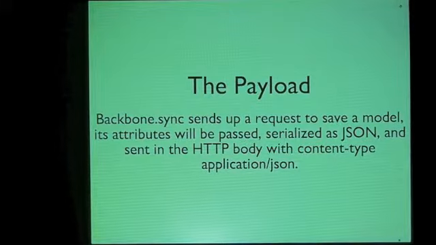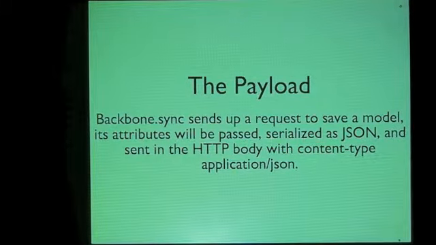Okay, so Backbone sync sends up a request to save a model. Its attributes will be serialized as JSON and sent in the HTTP body with content type application/json. There are a couple other options available in Backbone sync if your server does not support REST, and I'm not going to go over that.